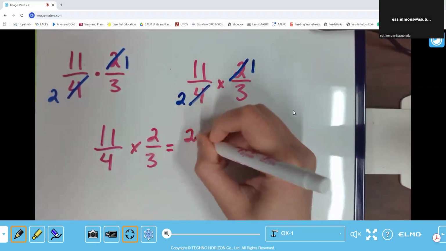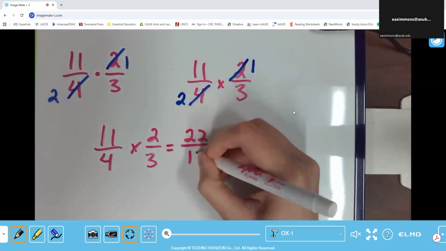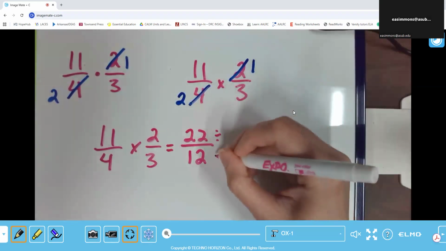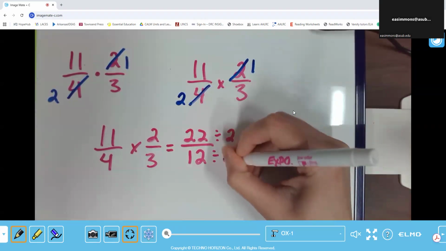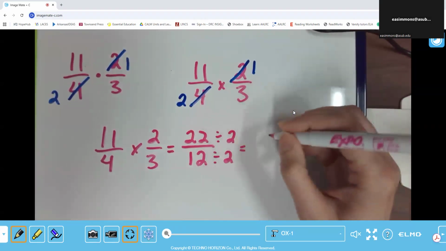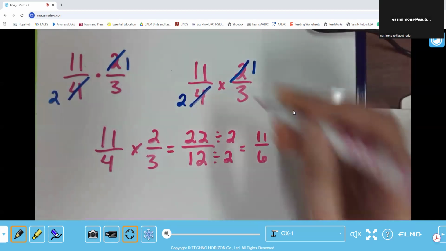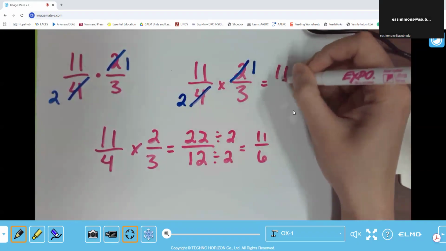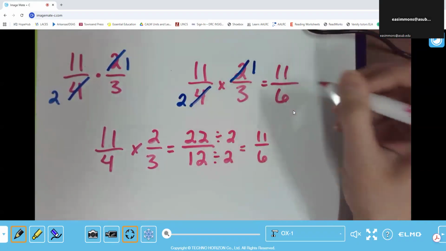And I'd do 22 over 12 and then say, okay, both of these are divisible by 2. 22 by 2 is 11, and 12 by 2 is 6. Either way, I get 11/6, because 11 times 1 is 11. And then 2 times 3 is 6.